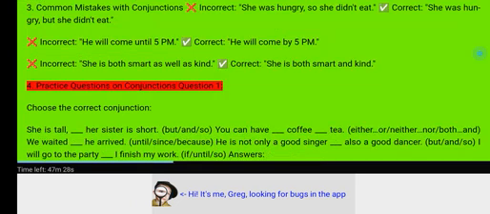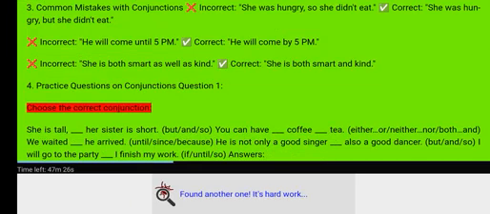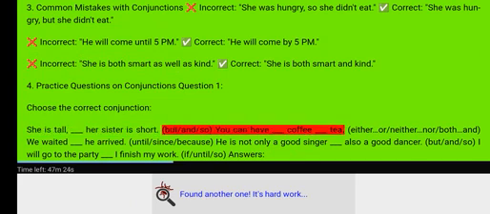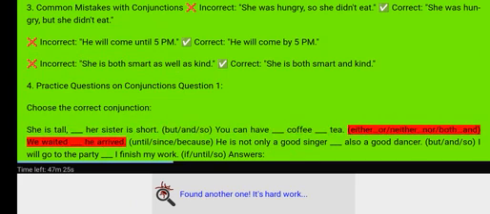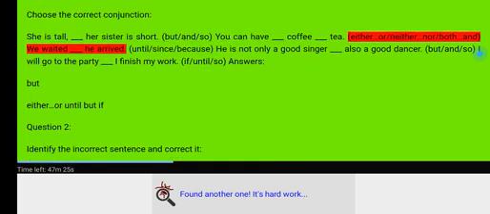4. Practice questions on conjunctions. Question 1. Choose the correct conjunction. She is tall, her sister is short. But, and, so. You can have coffee tea. Either, or, neither, nor, both, and. We waited he arrived.